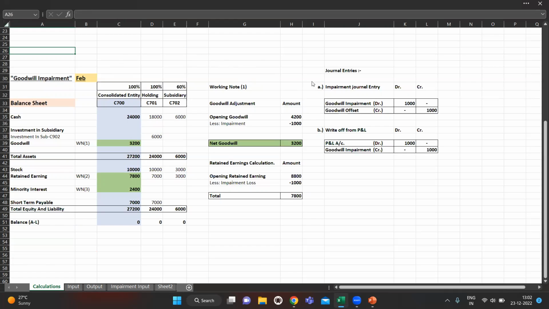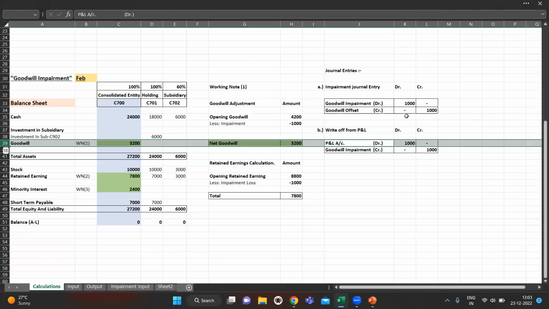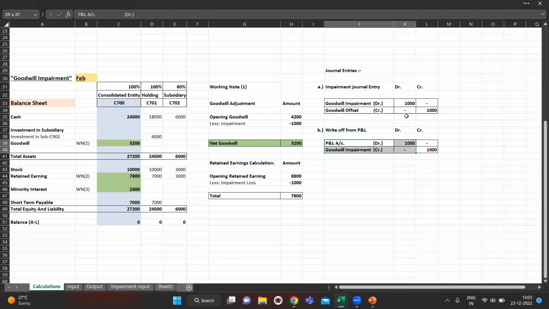Okay, so what we are going to do is that we just debit the expense of goodwill impairment from the goodwill, and I have taken the goodwill offset as the account, and we will write off the impairment expense in our P&L account, that is 1000. So these are the journal entries we will have: debit the impairment and credit the goodwill offset, and the write off from P&L will come to P&L, debit to goodwill impairment.